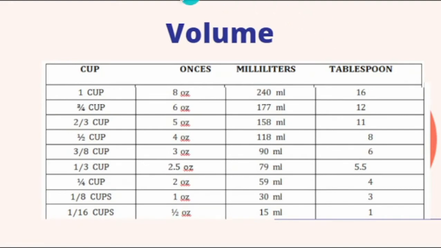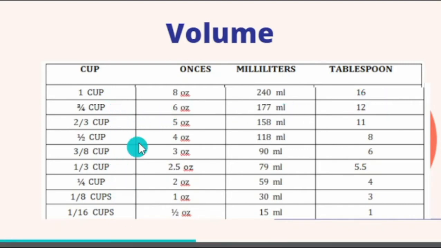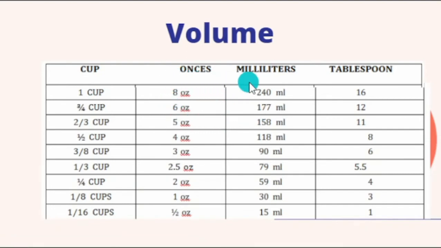And now, let's talk about volume. 1 cup is equivalent to 8 ounces. And 8 ounces is equivalent to 240 ml. And 240 ml is equivalent to 16 tablespoons. Moving on, we have here other sets of measurements. And here are their conversions for ounce, milliliters, and tablespoon.